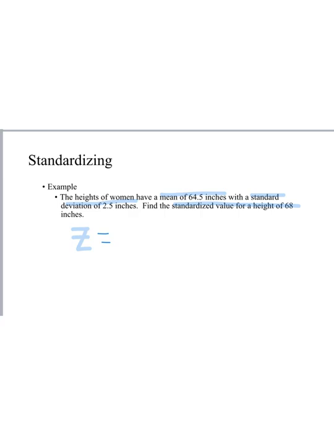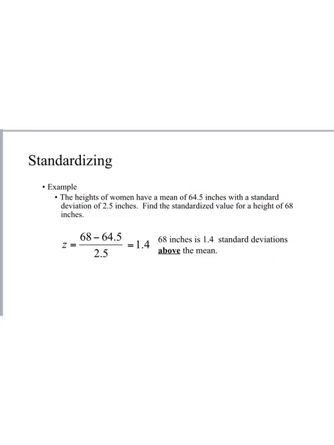z equals x minus the mean over the standard deviation. Our x value is the 68, our mean is the 64.5, and my standard deviation is the 2.5. And I would do some simple computation. When we do our computation, note we have a z-score of 1.4. What this means in context is 68 inches is 1.4 standard deviations above the mean.